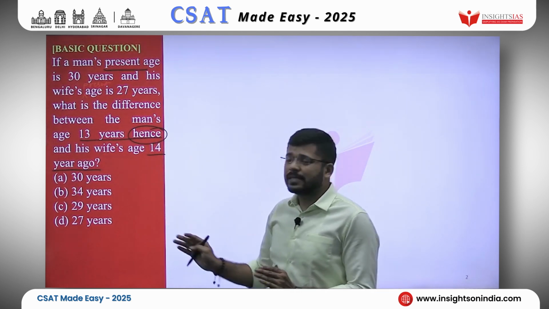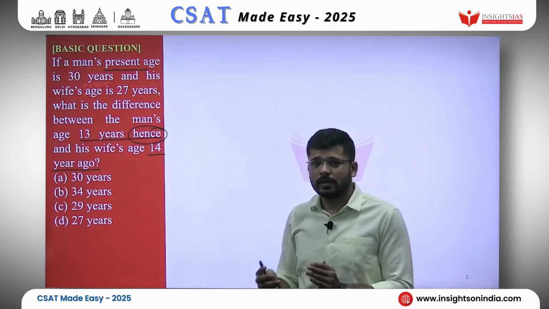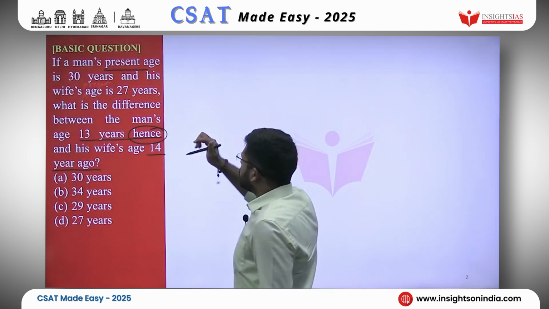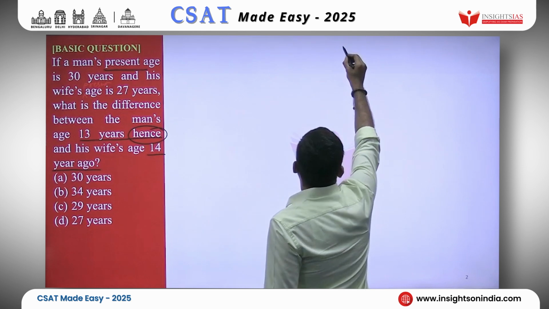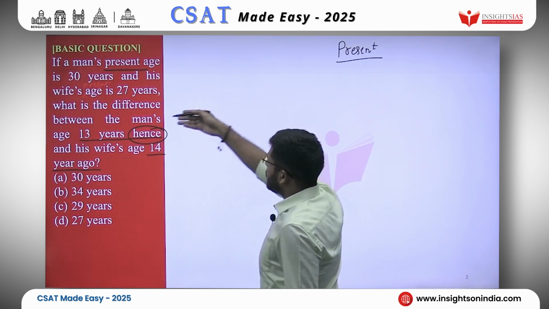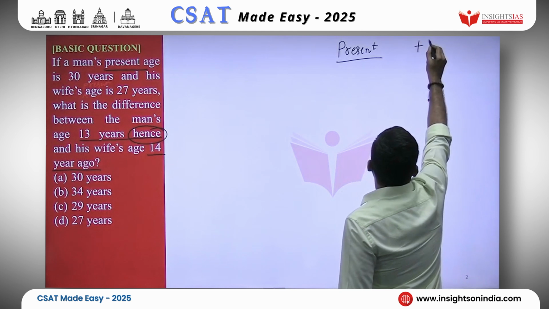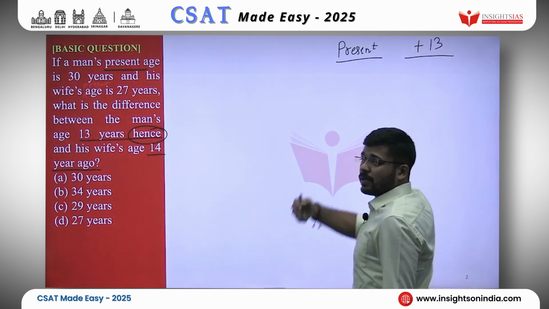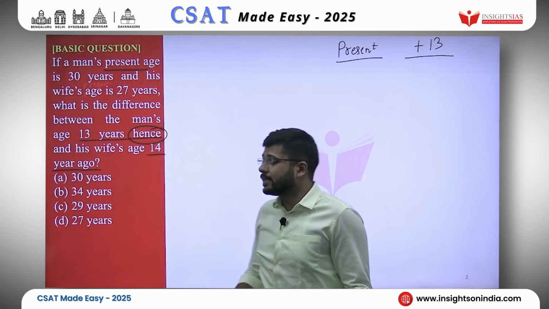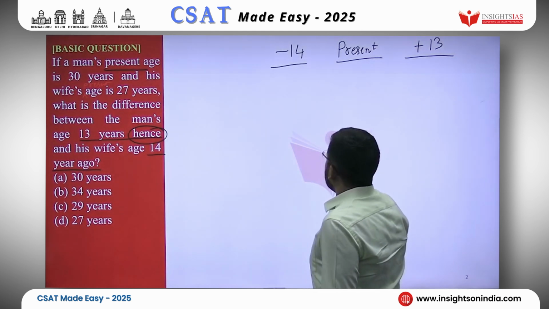We shall represent the given data in a tabular form, and then we would be able to look at this data in a clearer way and answer the question. First, which are the three timelines? The first one is present, and the other one is 13 years hence, 13 years in the future. I will denote it as plus 13. The other timeline is 14 years ago, that is 14 years in the past, so I will denote it as minus 14 and write it to the left of present.